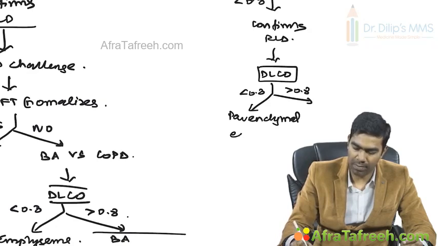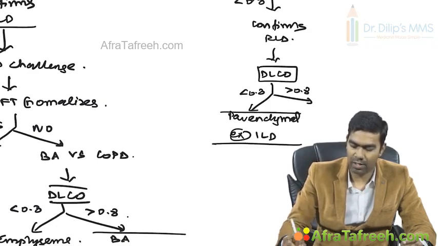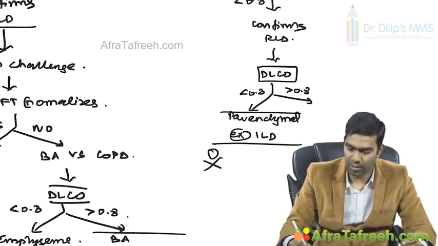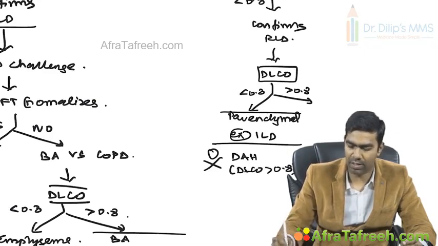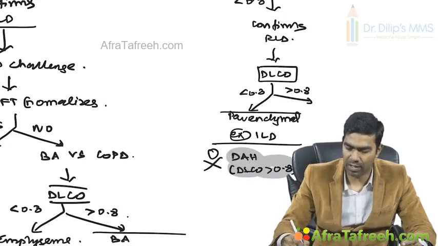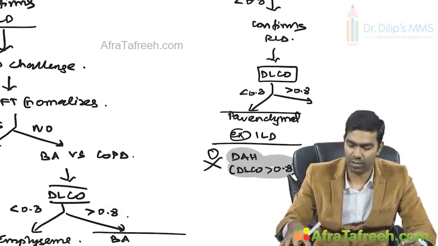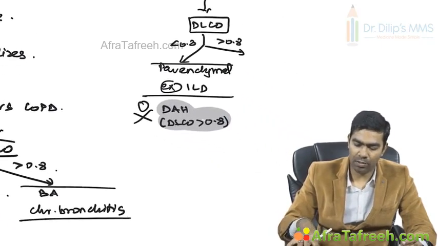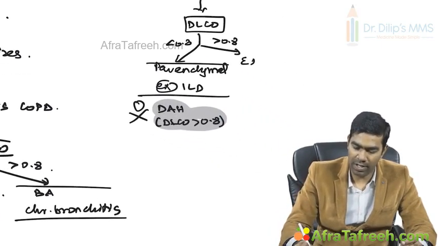Parenchymal RLD, the best example you can call it as ILD, interstitial lung disease. But remember, be very careful. In diffuse alveolar hemorrhage, DLCO can well be more than 0.8, even increased. This is the one parenchymal RLD with a high DLCO. Be aware of this. If DLCO is more than 0.8, it is very likely to be an extra parenchymal RLD.